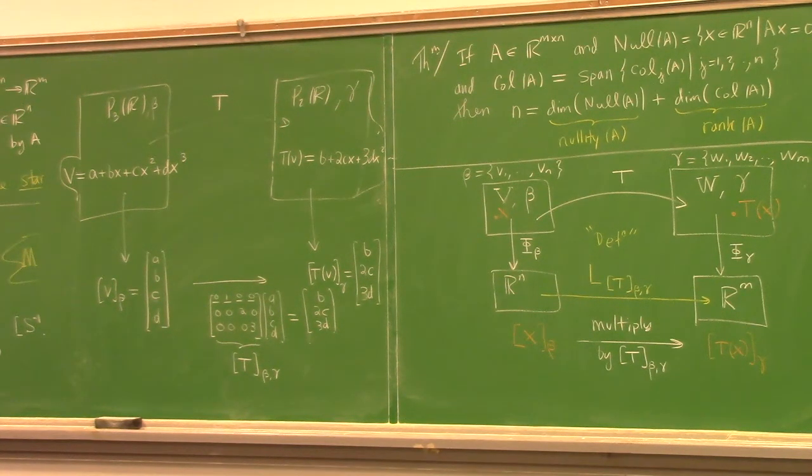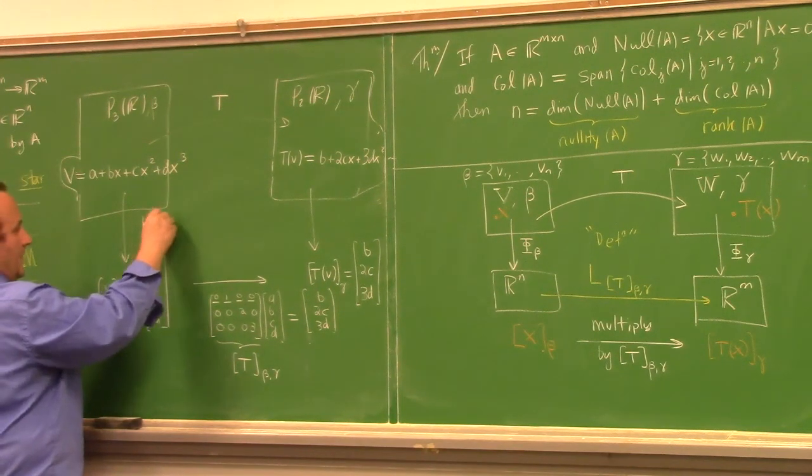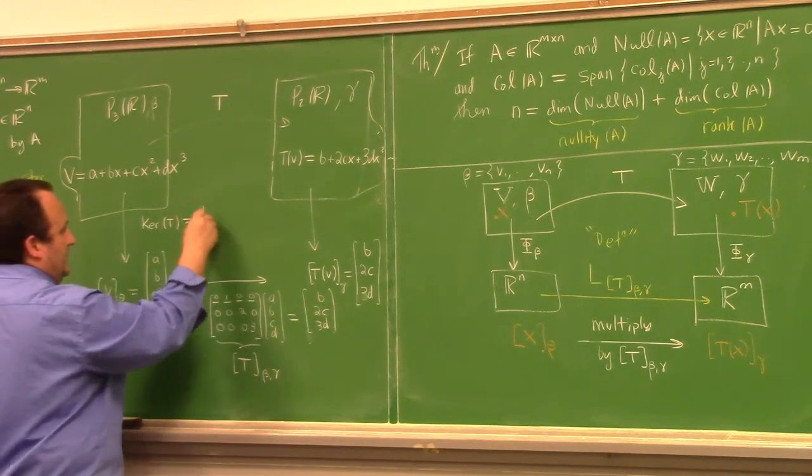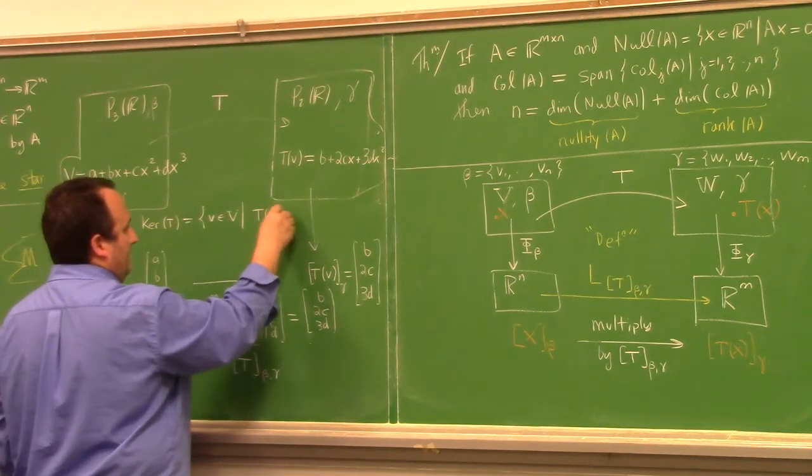Well, there's many cool things, but so for an abstract linear transformation, you can again judge whether it is one-to-one or onto in terms of subspaces of the map, right? You have kernel T. Kernel of T is the set of V in V such that T of V is 0.